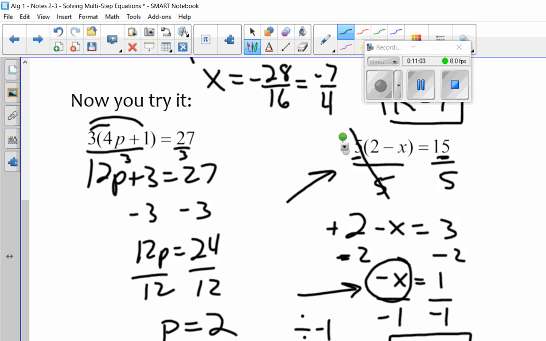So that's how you do those 2 different ways to do the same problem. I could have divided by 3 on this one, and I could have distributed this one. I will get the same answer if I do everything correctly.